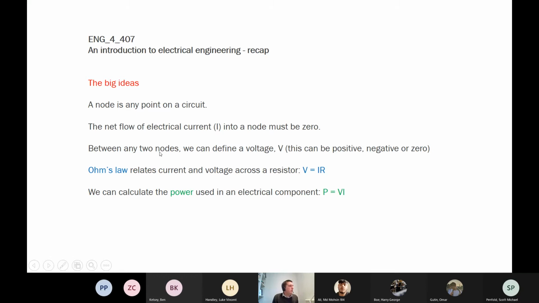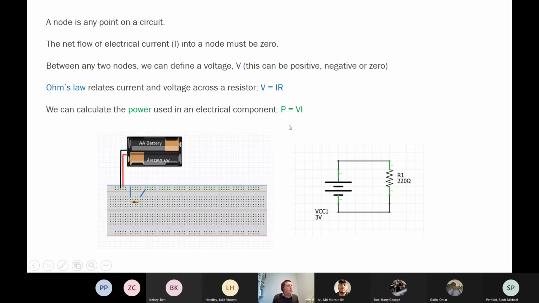They don't overlap, but we can link them using Ohm's law for a resistor. Voltage is current times resistance, and we started looking at that in the last lecture. And then power is voltage times current. And this is the circuit that we actually worked out in the last lecture, and we got as far as finding the power that's dissipated in this resistor.